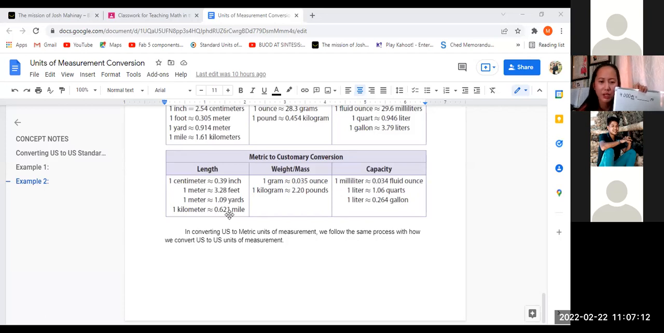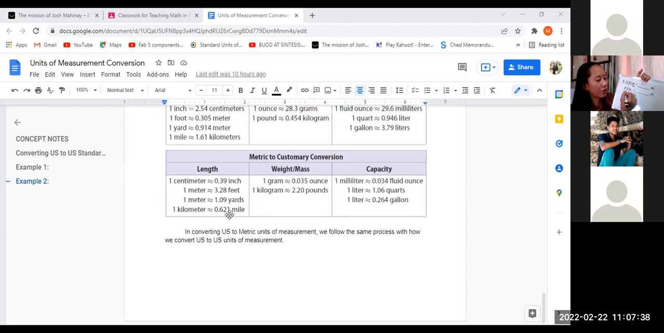So how many kilometers are there in 9,000 meters? 9 kilometers po, ma'am. Okay, very good. So 9 kilometers. There, 9 kilometers is how many miles? Diba? May conversion na ba tayo dyan sa table? Opo, ma'am, meron. 0.625 po.